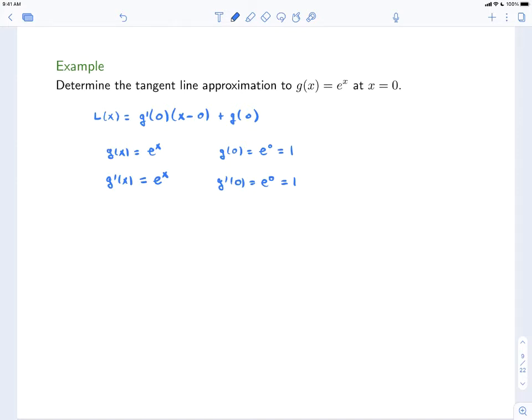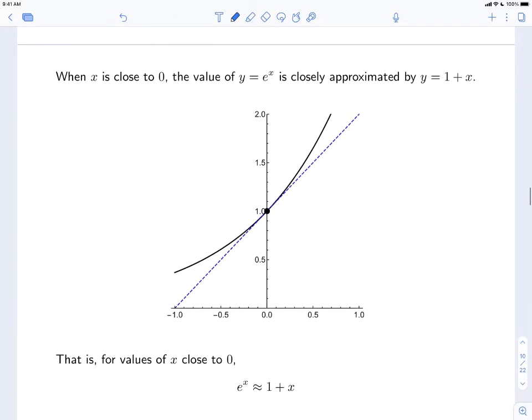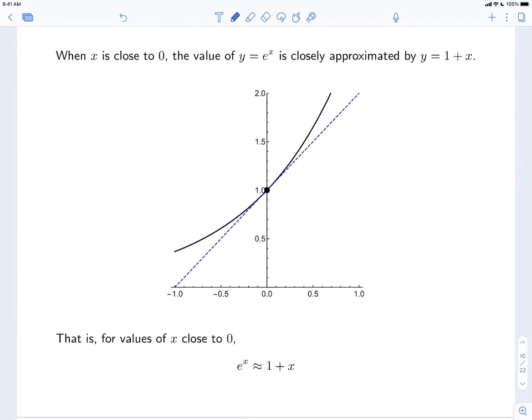So now we just plug all of this in. L at x is equal to g prime of 0, which is 1, times x minus 0, plus g at 0, which is 1. So if we simplify this, we have that L at x is equal to x plus 1. And if we graph both of these, you can see that when x is close to 0, then their outputs are close to the same.